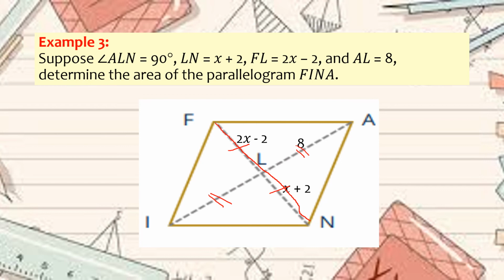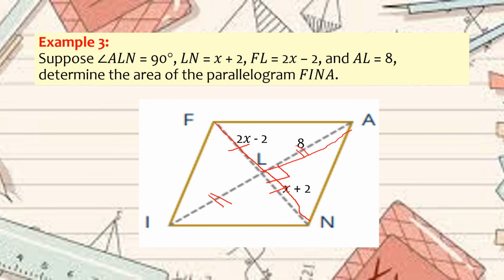Tapos, ALN 90 degrees. So, ibig sabihin, ang height ay AL, ang base ay FN. Kung nasan yung 90 degrees, yun yung nagiging height. Kasi nga, base times height over 2 para sa area ng isang triangle. Bakit natin kailangan malaman ang area ng triangle? Kasi, kapag pinagsama yung dalawang triangle, na-form nila yung parallelogram. So, kapag pinagsama natin yung dalawang area, mabubuo natin yung area ng parallelogram.